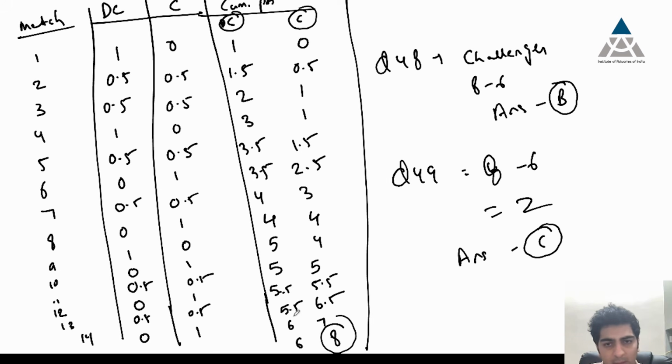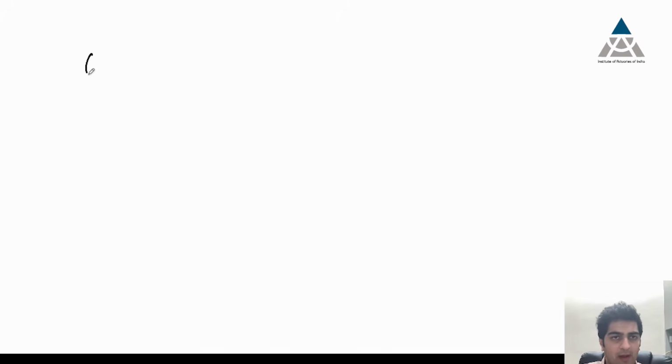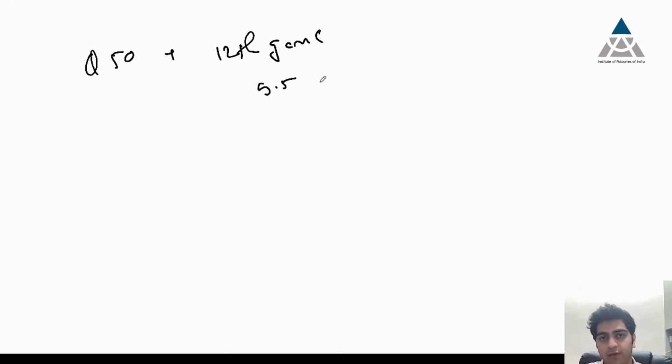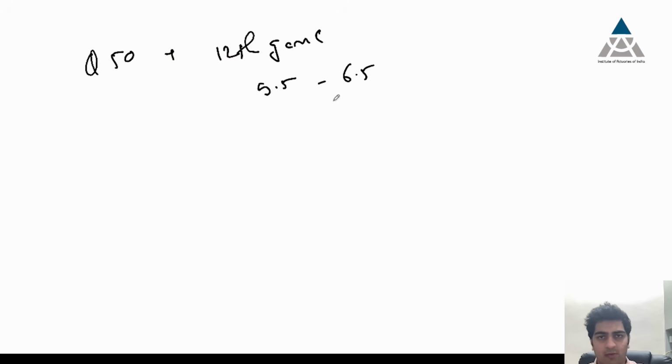And finally it was in the 12th game where he was ahead of the defending champion. So you can clearly see in the 12th game his cumulative points exceeded those of the defending champion, and that is why the answer to question 50 is the 12th game where the scores were 5.5 to 6.5. So that is the 12th game, which is option D. And considering he won by a margin of 2 points, it's quite late in the tournament that he started winning, right?